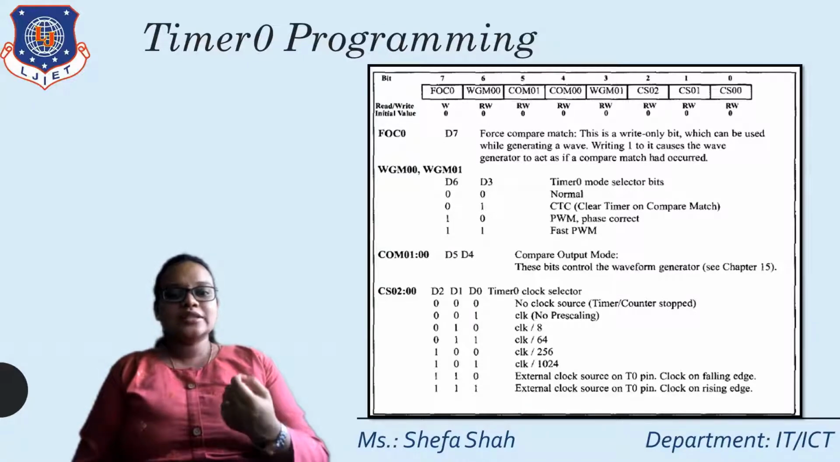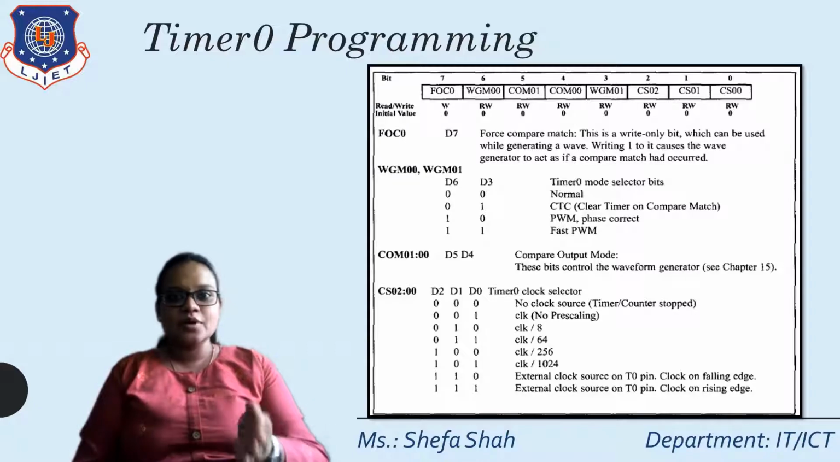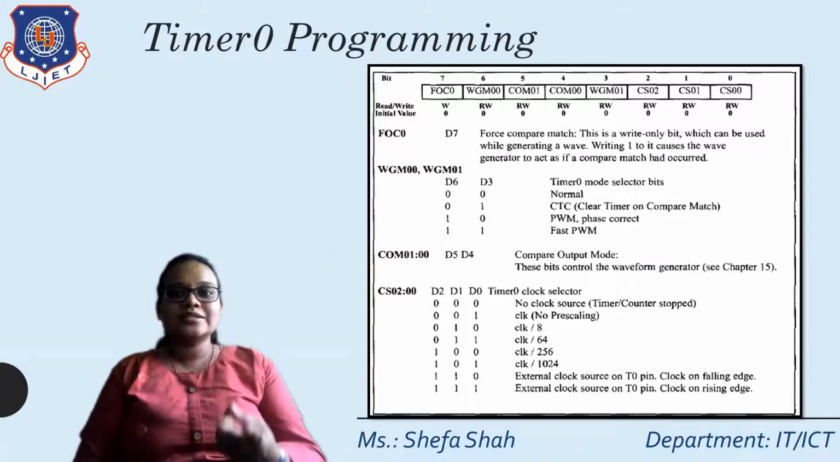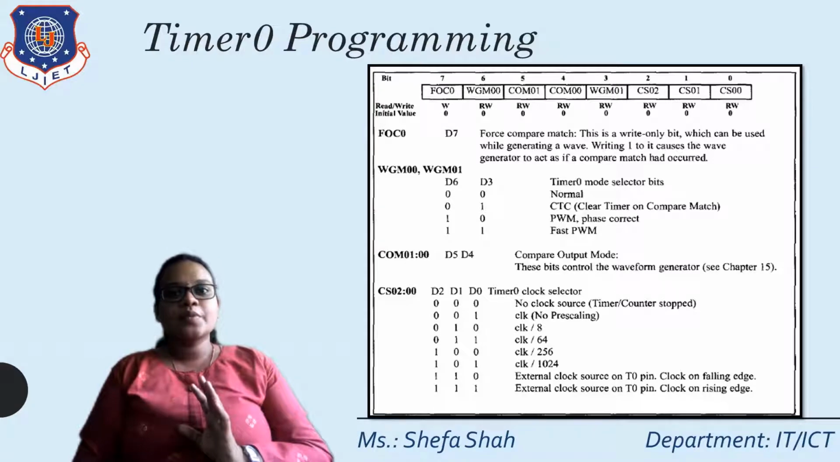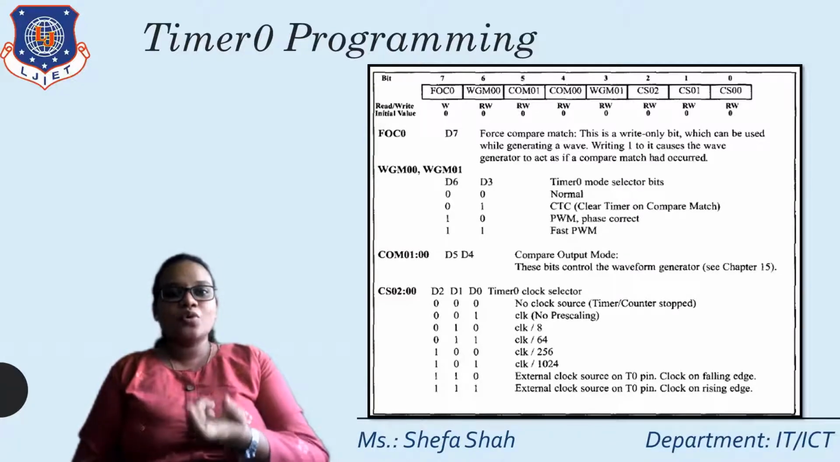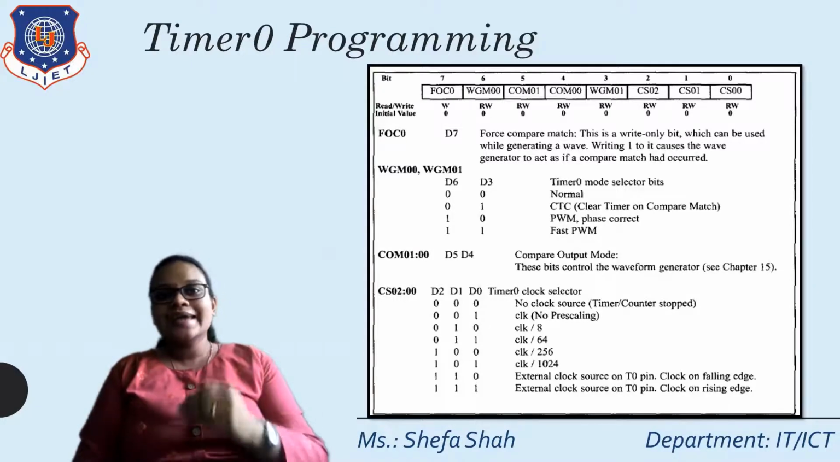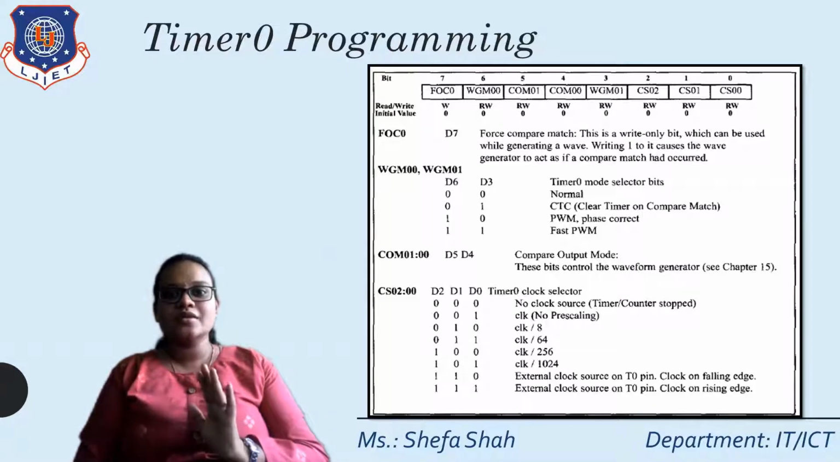Then, as you can see, the 3rd bit and the 6th bit, that is WGM00 and WGM01, will show us in which mode the timer will work. Here we are discussing 2 modes of the timer, that is normal mode and CTC mode. So for those modes, we will do the programming. Clear? Now, similarly, the 4th and 5th bits, that is COM00 and COM01, are used for the compare output mode. Here we are not using it, so it will always be a 00 value.